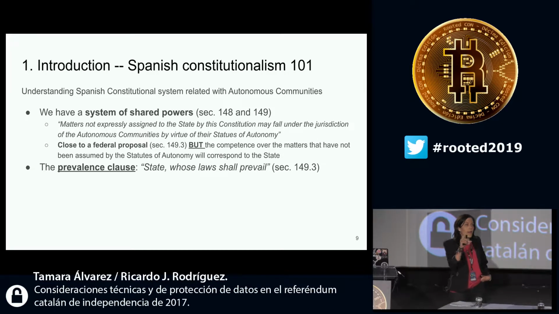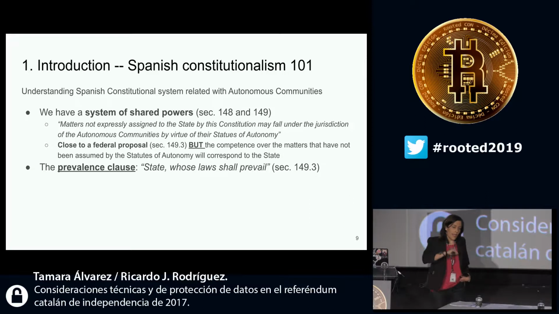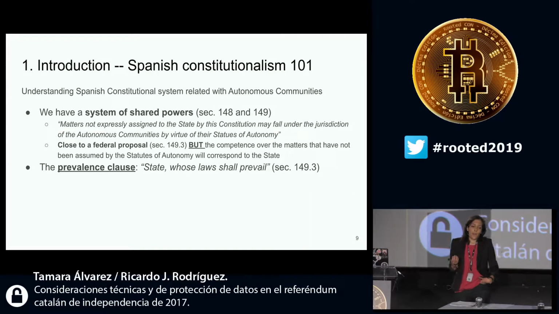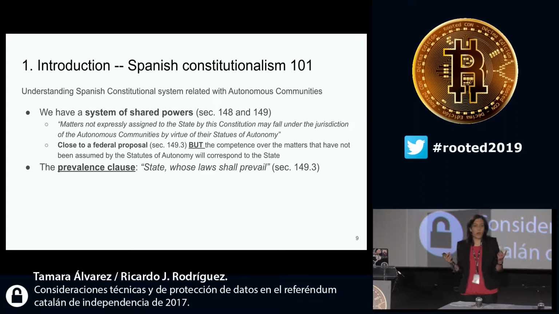This competence system has established a closure clause, included in section 149.3, as follows: those matters that are not attributed expressly to the state by the Constitution are available for the autonomies. However, to do so, the statutes of autonomy should embed them expressly. Otherwise, and this is an important part, it is established that those competencies will belong to the state.